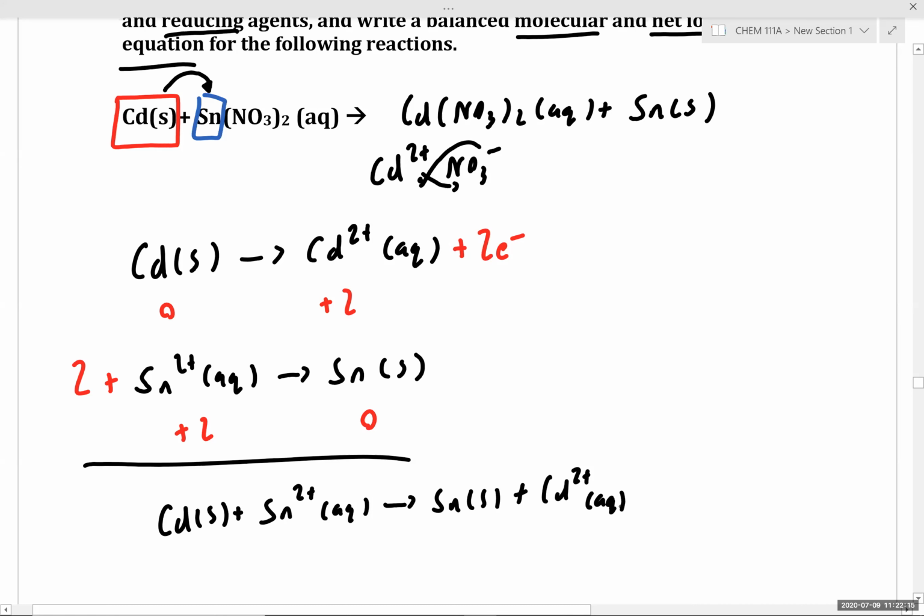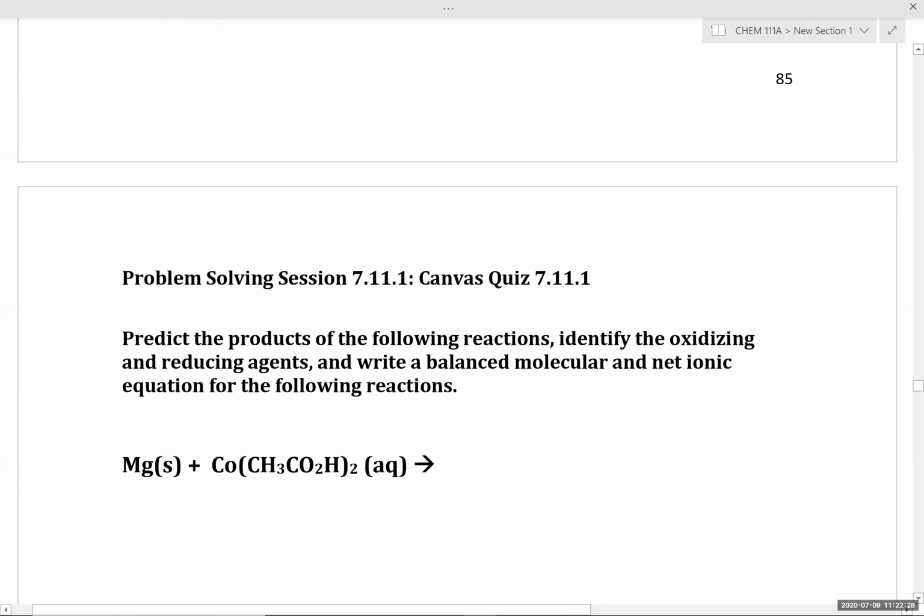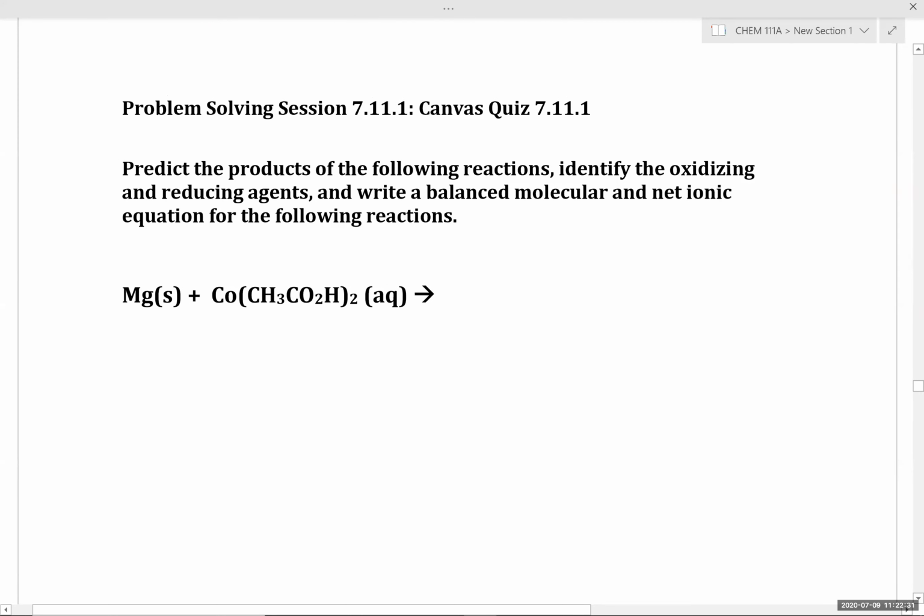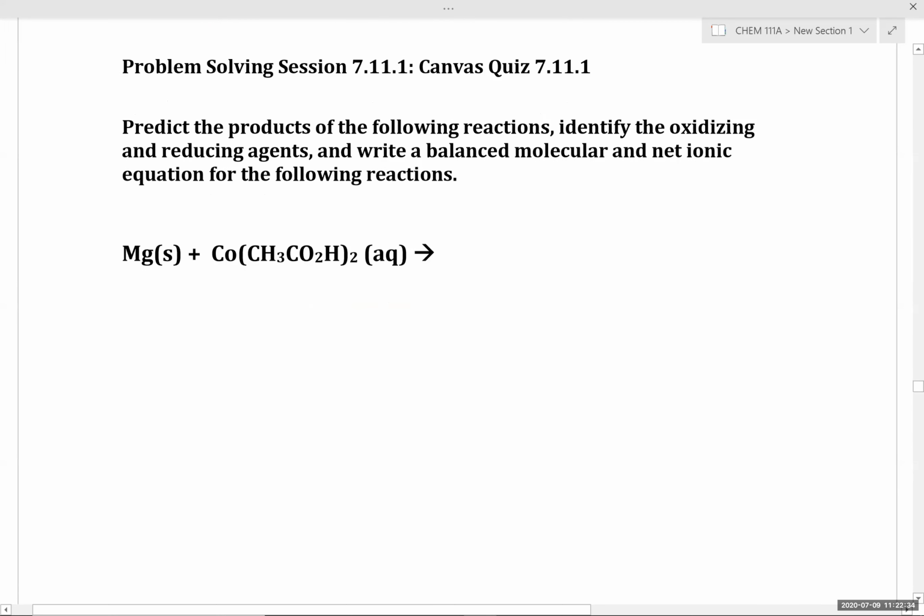Any questions on this example? If not, let's continue on. So let's work through the following example, and I'd like you to predict whether or not a product is formed, and then predict the product of the reaction between magnesium and cobalt acetate. And don't be shy to message your proposed response for the balanced chemical equation for this reaction.